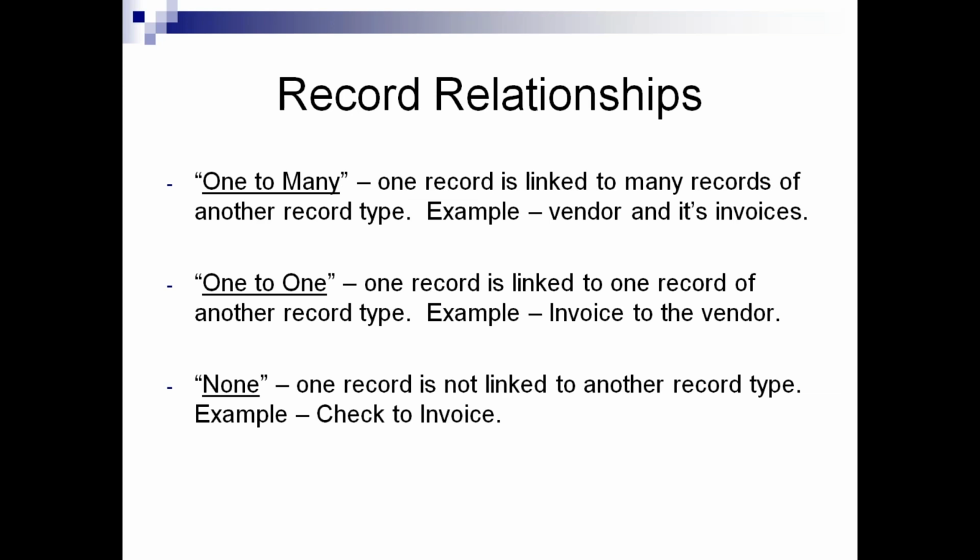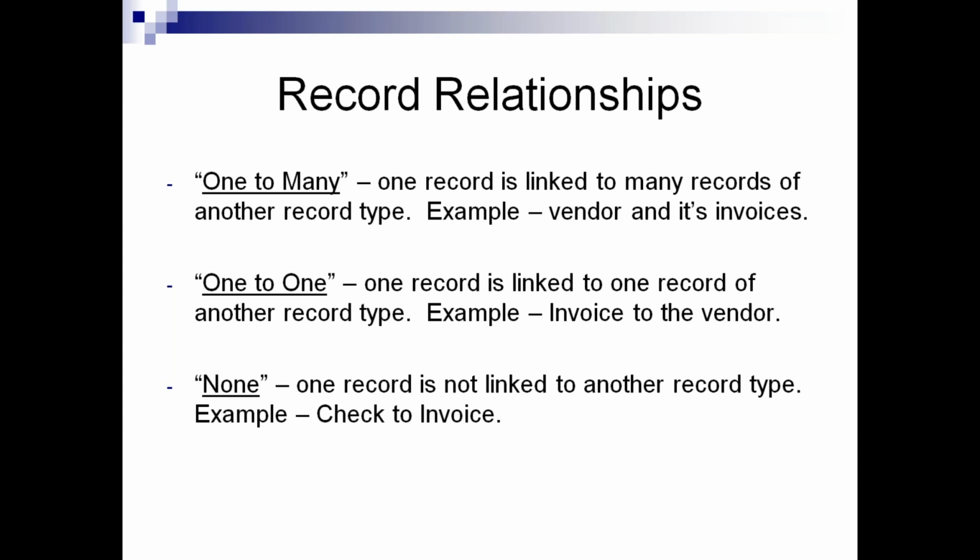All right, on page 3 at the bottom, the record relationships. This is another concept that if you're new to Report Writer, you need to kind of remember. So you really have 3 record relationships that you need to be aware of. One-to-one means one record is related to only one record of another record type.